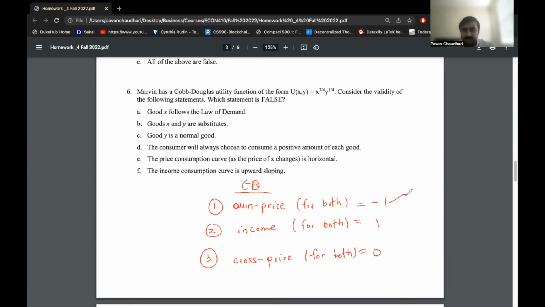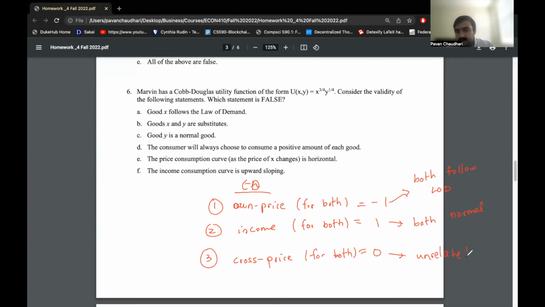Okay, so what does this first thing mean? Right, this is negative. So what it really means, among other things, is that both goods follow the law of demand. So in any Cobb-Douglas situation, you know that both goods are going to follow the law of demand. You also know, according to this middle one, that both of them are normal, right? Because it's positively related with income. And then you also know that they're going to be unrelated goods. So they're not going to be substitutes. They're not going to be complements.